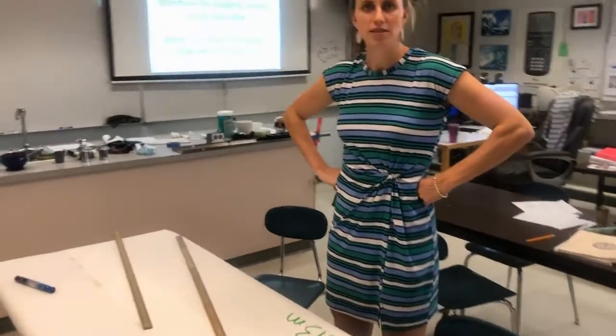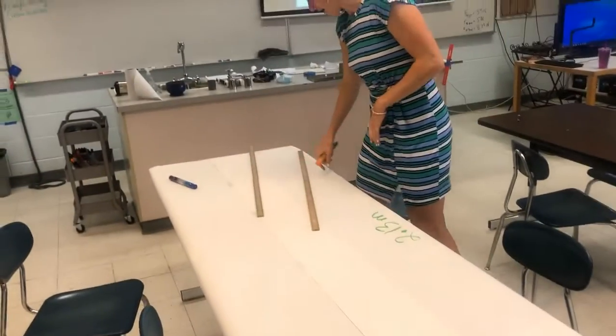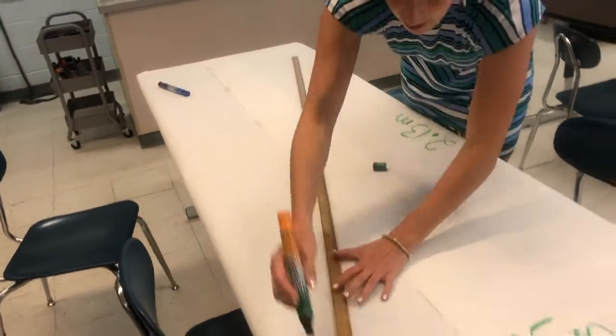Why have you measured these two things if we want to know the diagonal? Well, we know that we can use Pythagoras' theorem, right? We can make a triangle. So let's go ahead and line this up. Something like that.